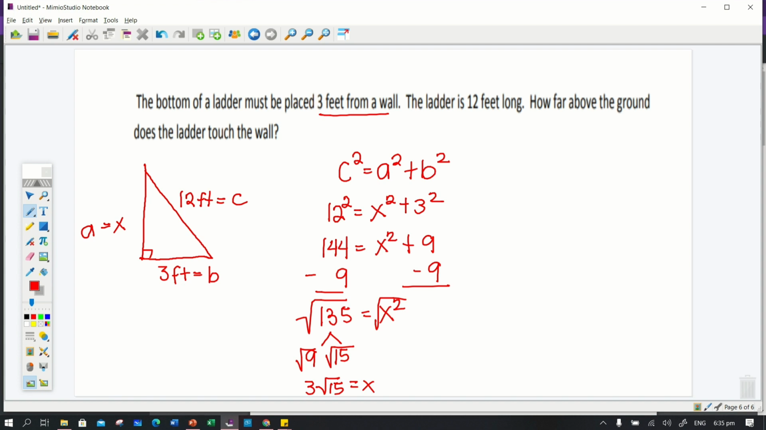So therefore, the ladder touched the wall somewhere around 3 square root of 15 feet. So our answer is x is equal to 3 square root of 15 feet. Or that is approximately equal to 11.61 feet. So x is approximately equal to 11.61 feet.